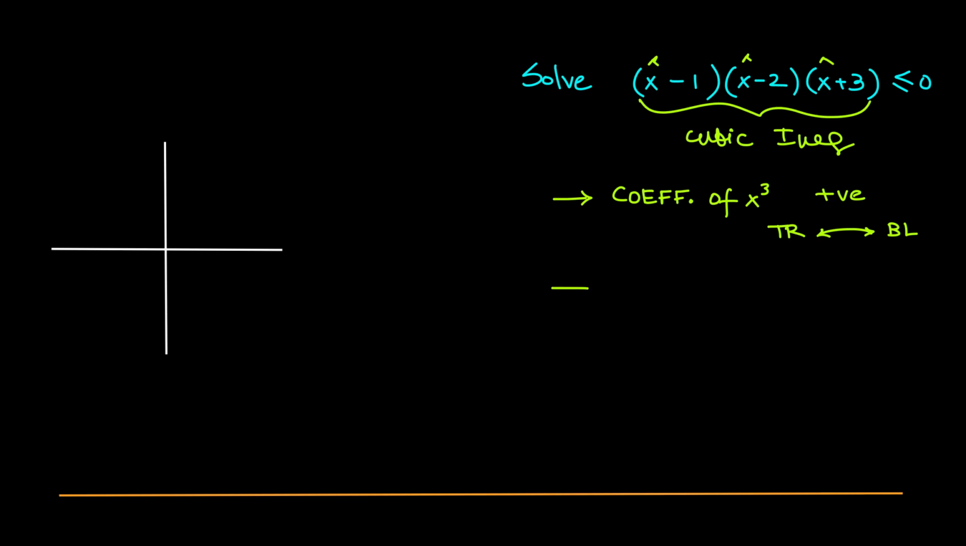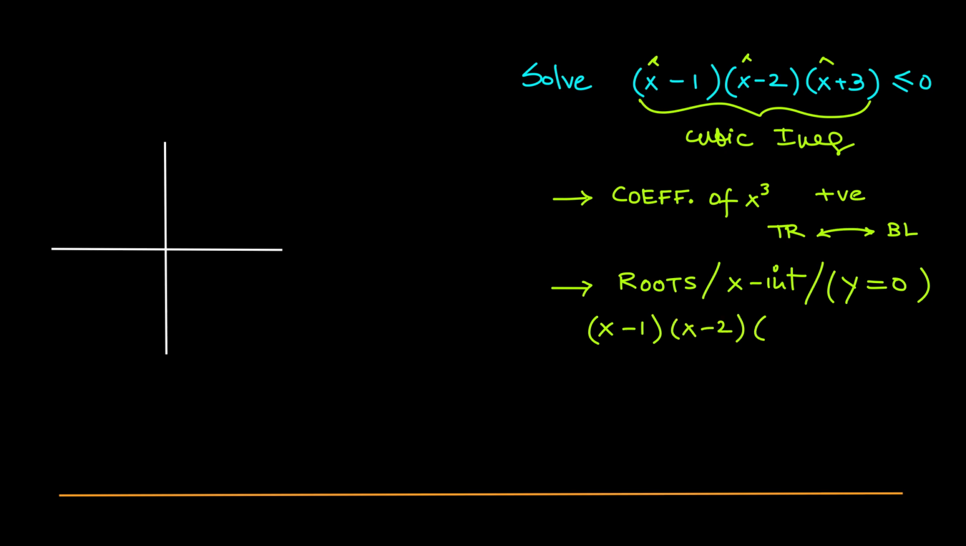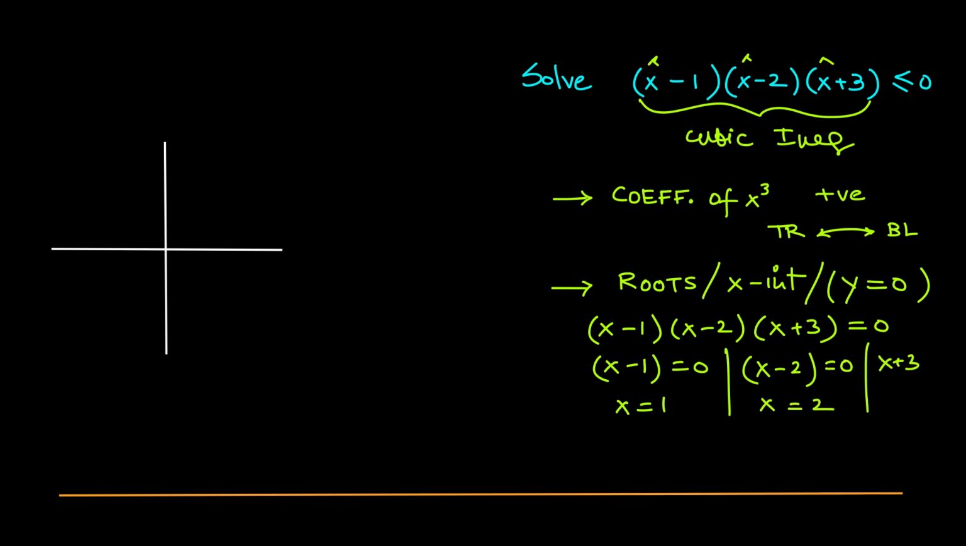The second thing to consider are the roots of the equation, the x-intercepts, the values of x at which the y coordinate is 0. Therefore, (x minus 1)(x minus 2)(x plus 3) equals 0. Equate each bracket to 0. Therefore, x is 1. x minus 2 equals 0, therefore x is 2. x plus 3 equals 0, therefore x is negative 3. Therefore, there are two positive roots and one negative root.